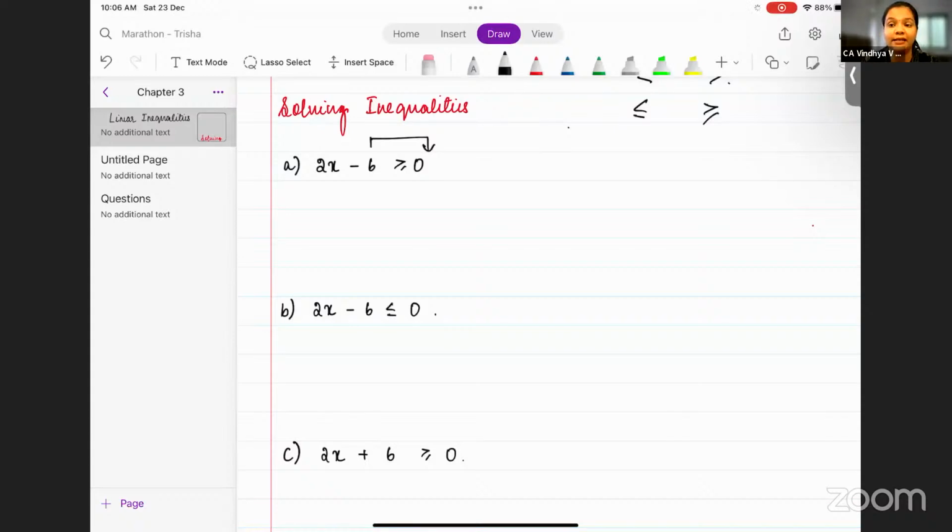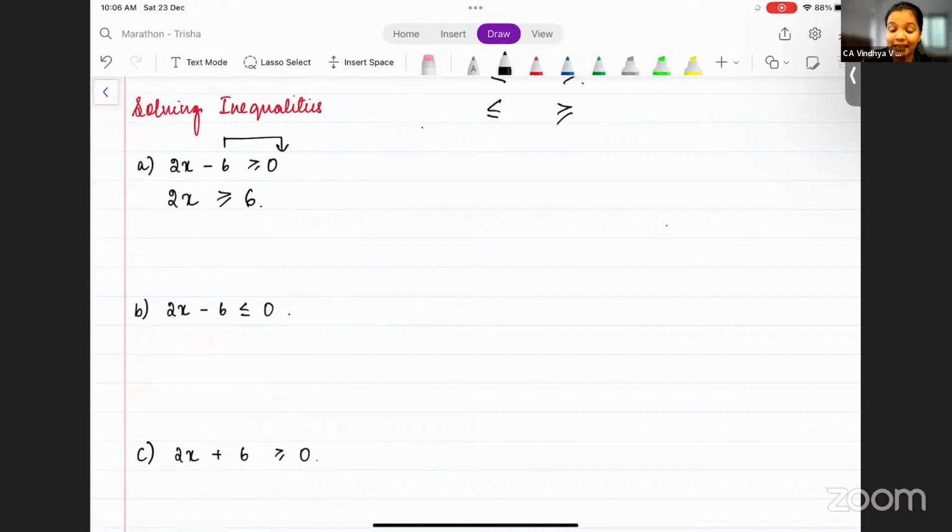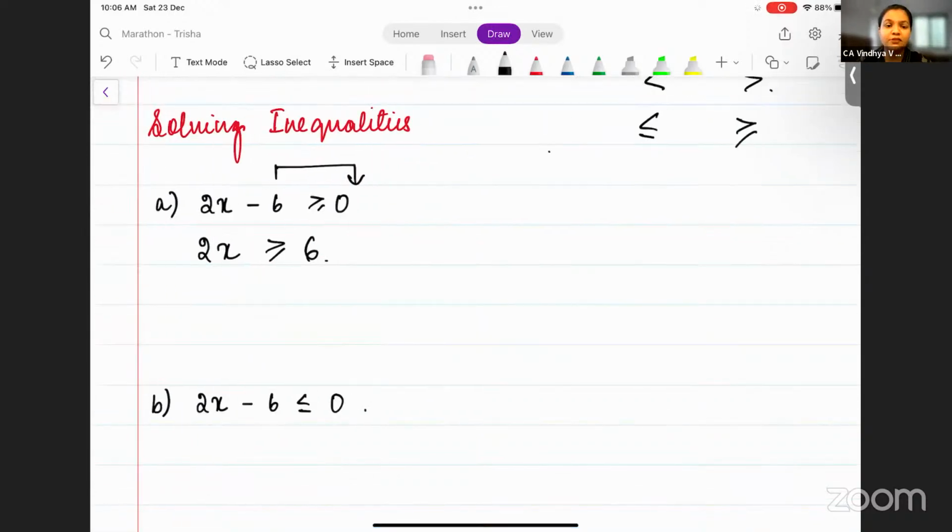By shifting this minus 6 to the other side, what do you get? You get the value of 2x as greater than or equal to 6. Now step 2 would be shifting this 2, which is multiplied with x on the left hand side. When you shift it to the other side, it becomes divided by. So we get x is greater than or equal to 6 by 2, which gives us the value of x being greater than or equal to 3.